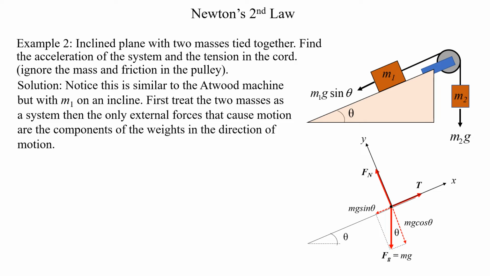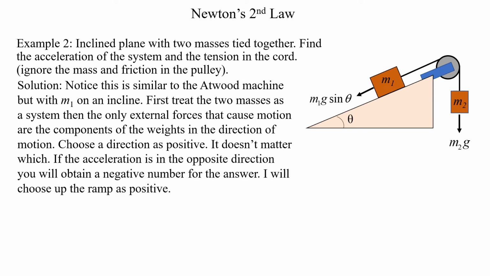So we're going to do just like we did for the Atwood machine. We'll treat the two masses as a system. Then the only external forces that cause motion are the components of the weights in the direction of motion. So we'll do that now.